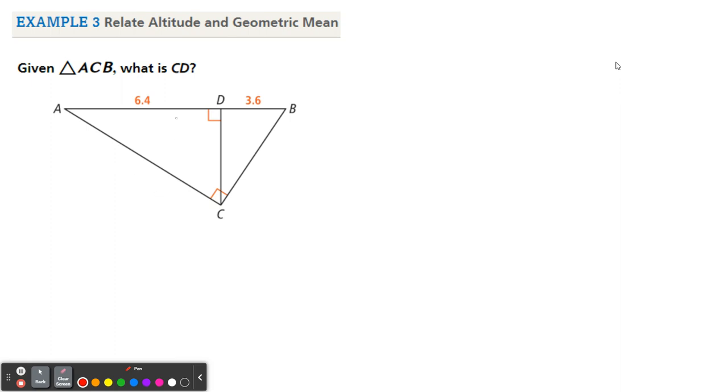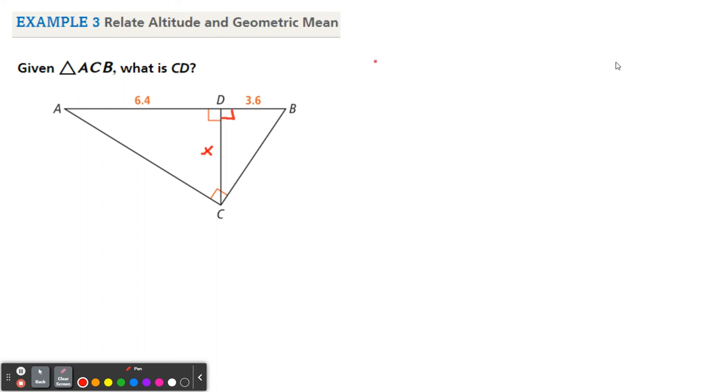So given triangle ACB, what is CD? Again, it's going to say geometric mean, altitude, all those fun words. We want to find what CD is. Because we want to find CD and they give us AD and BD, I think we're going to use the two smaller right triangles. Because that's a right angle, we know the two smaller triangles are similar. So I'm going to set up a similarity statement based off of them.